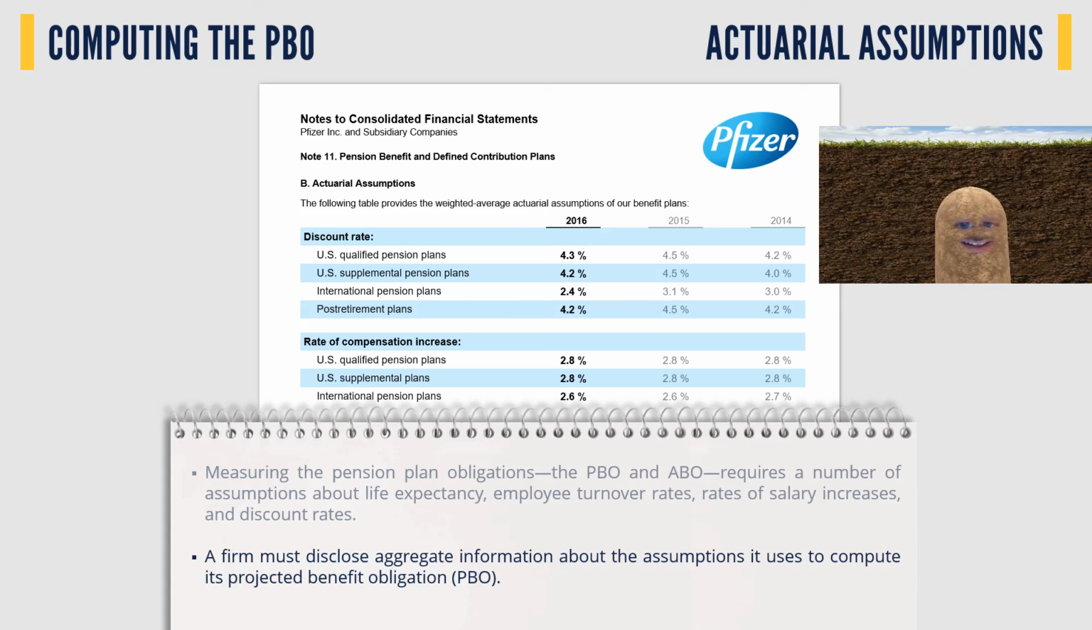But again, these are covering 4 different categories of pension plans. And within each category, U.S. qualified, U.S. supplemental, international, and post-retirement plans, Pfizer probably has hundreds, if not thousands, of different pension plans in there. This is very aggregated and really won't let you do the exact calculations.